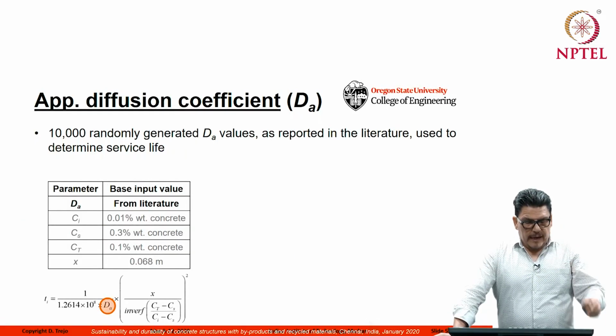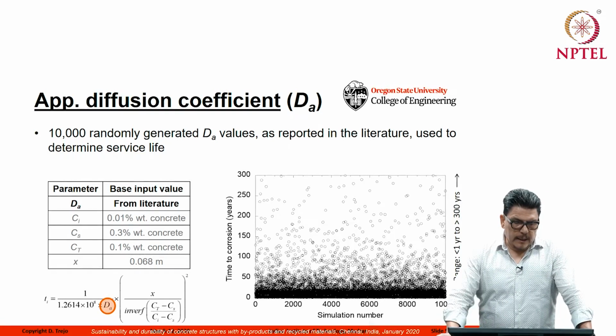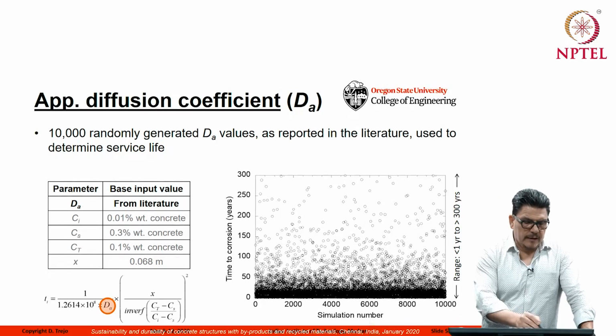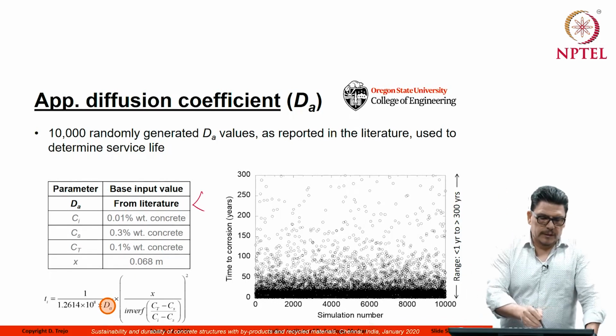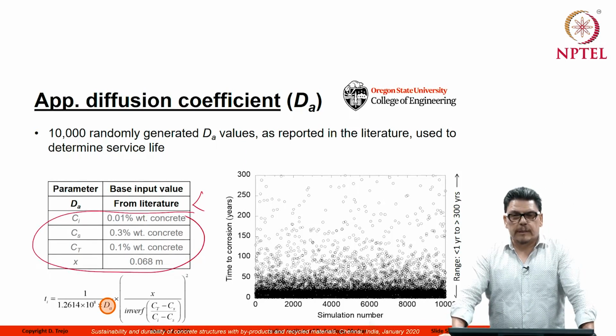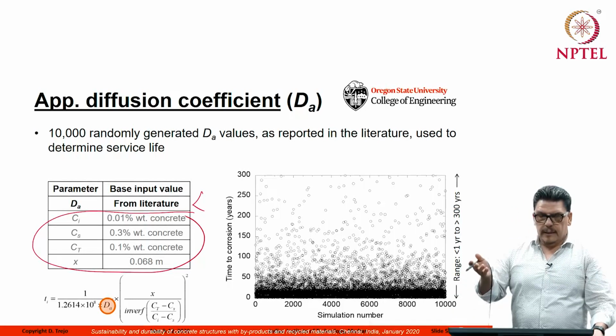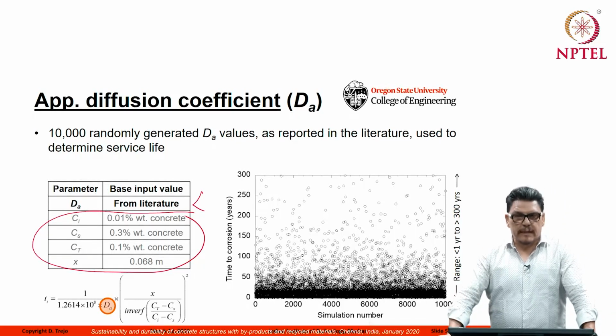If we vary our apparent diffusion coefficient and look again at time to corrosion, we just simulate it. You can see here we just took values from the literature and made those assumptions. We assumed all the other variables to be deterministic. You can see that our range is from less than 1 year to 300 years. The point I'm trying to make here is that these input variables are significant, and they have a significant effect on your time to corrosion and your service life.